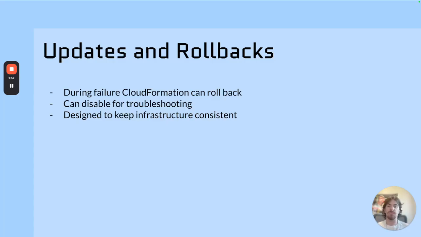Now for updates and rollbacks. If something fails during deployment, CloudFormation rolls back to the last stable version. You can even disable rollback for troubleshooting or continue an interrupted update later. It's designed to keep infrastructure consistent and recoverable.